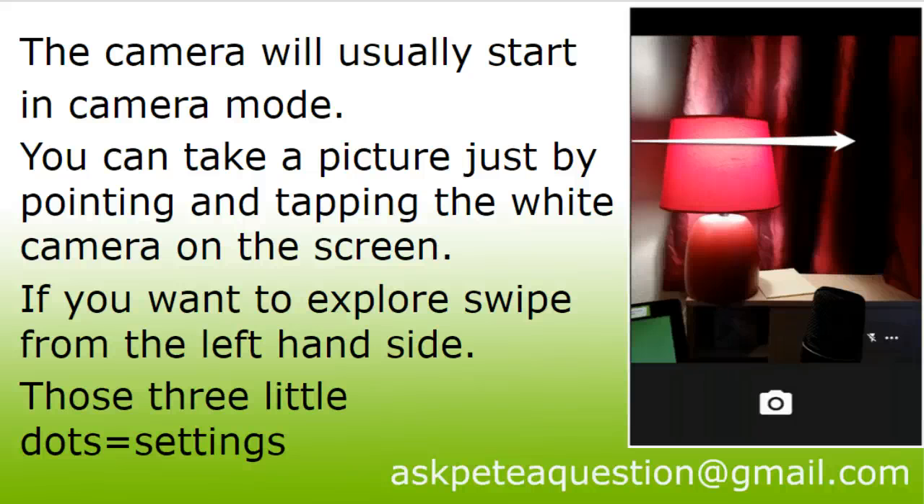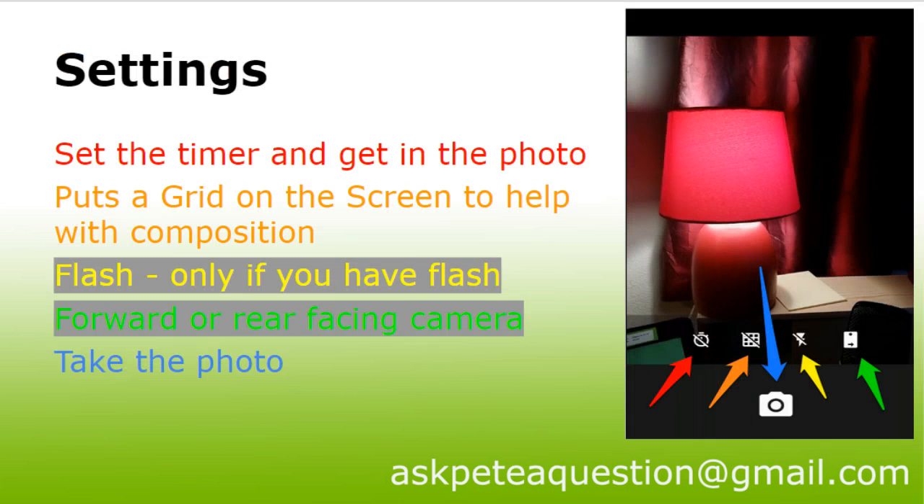Now, there are all sorts of other things that we can explore here, from swiping in from the left hand side, but we've also got over this side here these three little dots. So let's explore those little dots first of all. The first one that we get on that little dot screen is the timer. The timer allows you to set a delay between the time when you click the button to take the photograph and when the photograph is actually taken.